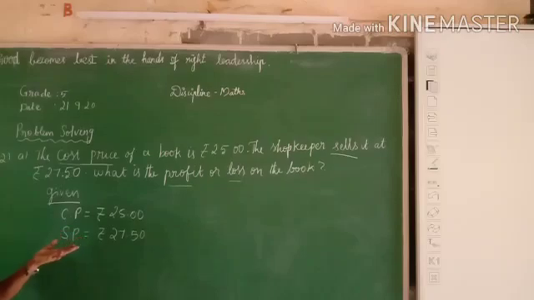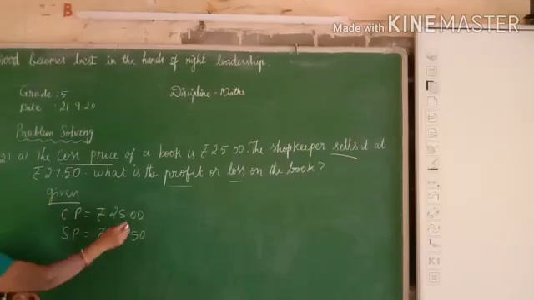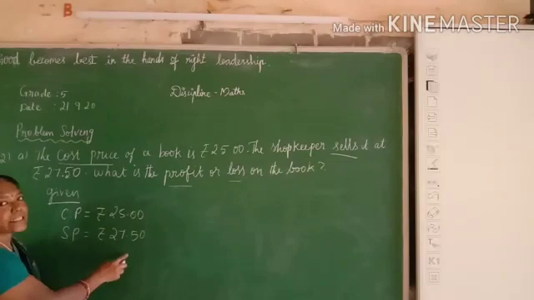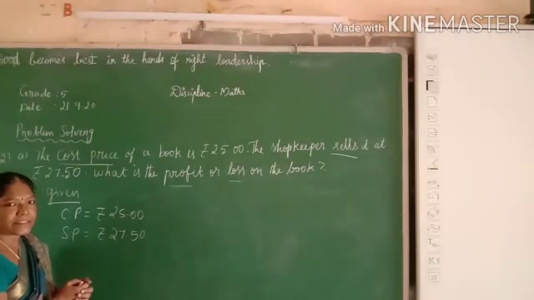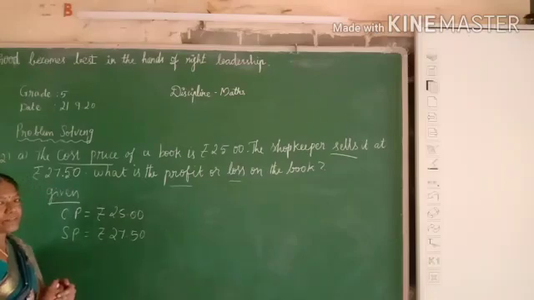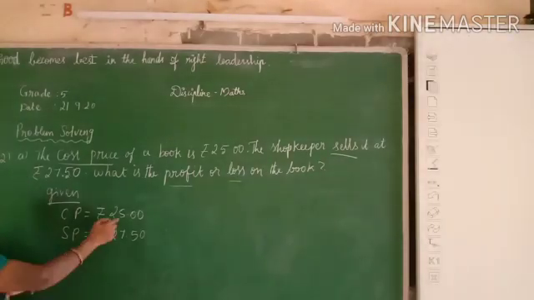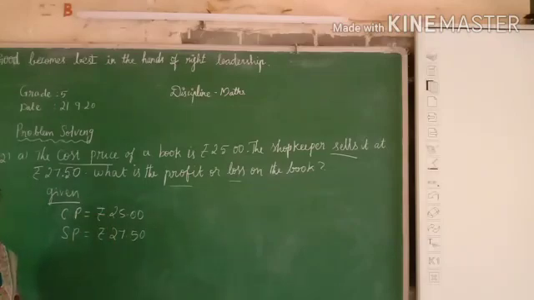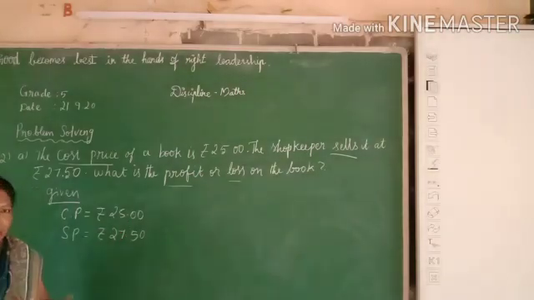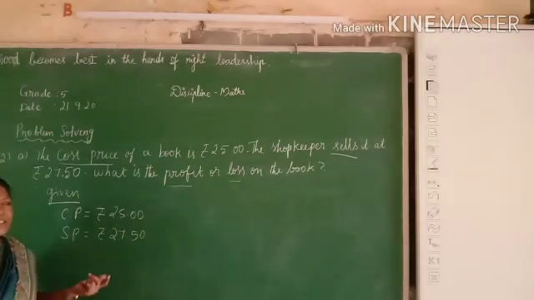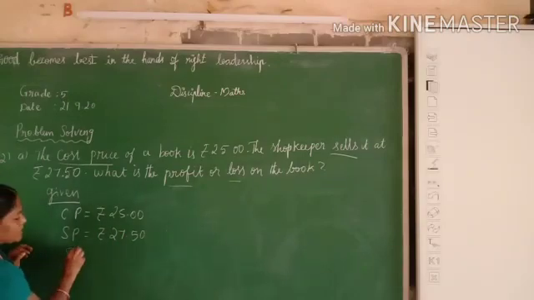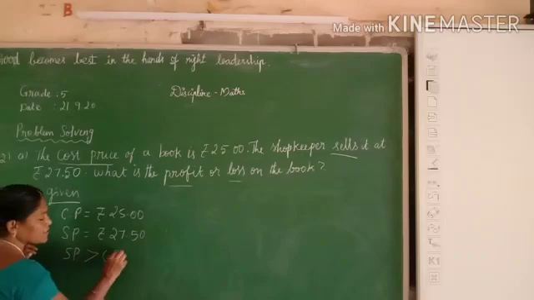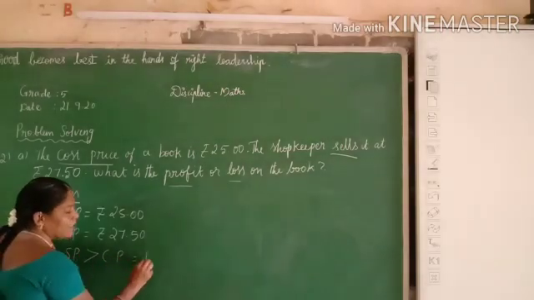Comparing both the values, which is greater? Selling price is greater, so we get a profit. It is easy to identify profit or loss by comparing cost price and selling price, whichever is higher. If selling price is higher, immediately you say profit. So selling price is greater than cost price, so the shopkeeper gets a profit.